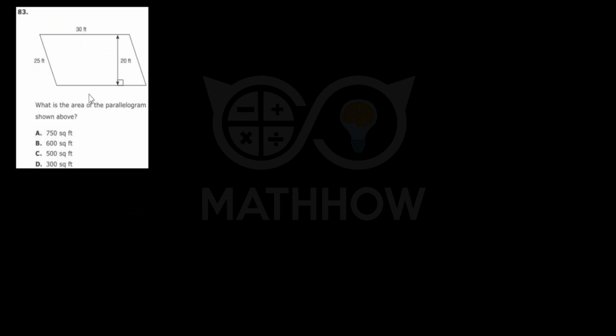Question number 83. Parallelogram is given with side length and the height. What is the area of the parallelogram shown above? The area of a parallelogram can be found by using the formula of base multiplied by height.